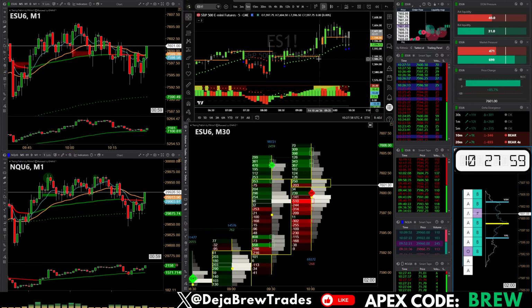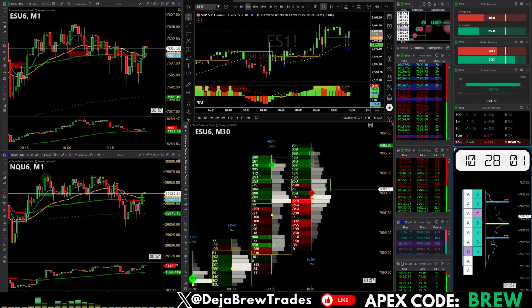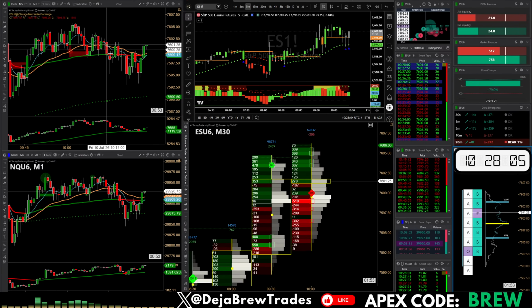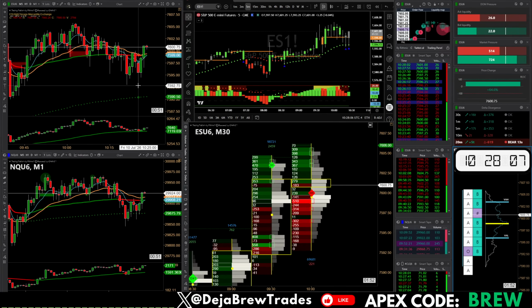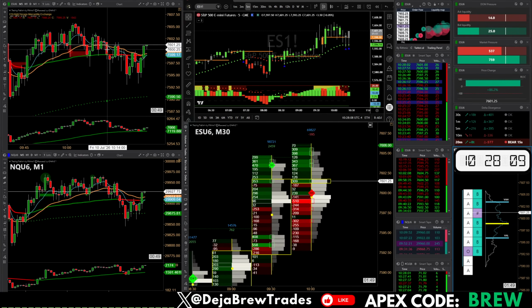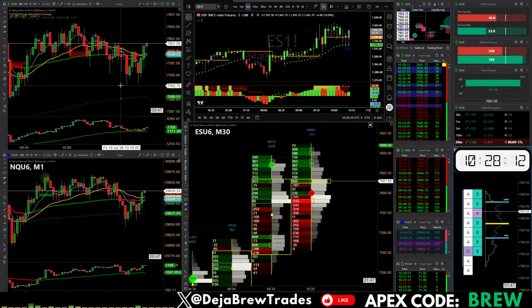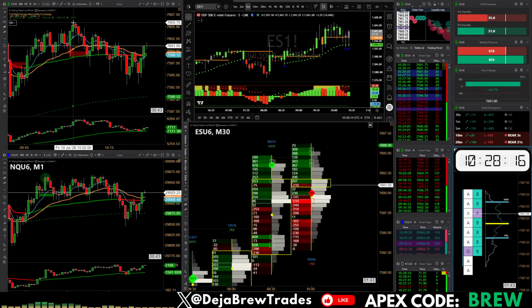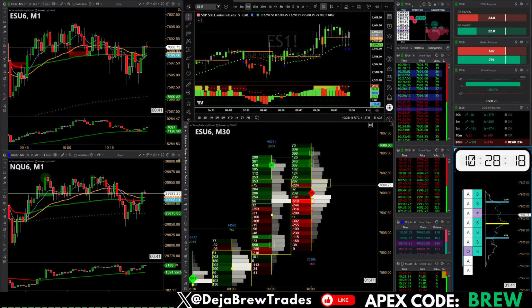Bouncing off that 5-minute trail here. That rollover top is coming to an end. Gave you a decent amount of points there. Gave you about 15 points. Nearly 20 points, actually. No, sorry, 10 points. Nearly 20 from the high.